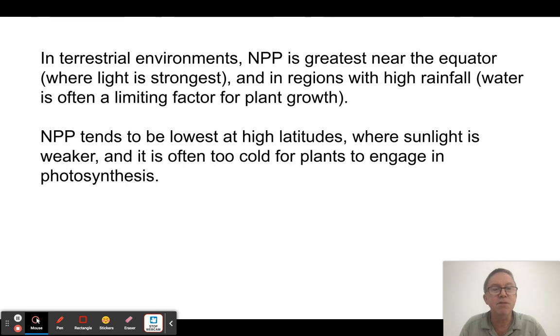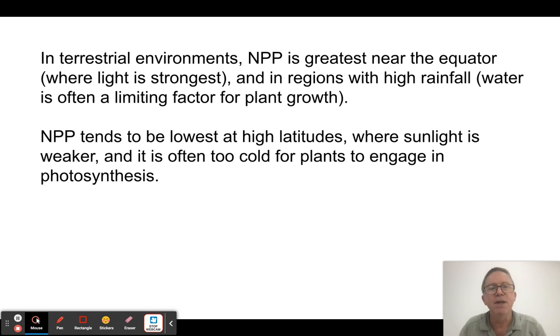Now, this makes sense if you think that, remember from the last lesson, sunlight is more direct near the equator, so there's more light hitting the leaves, so light is less of a limiting factor to photosynthesis at the equator. Also, at the equator, we often have a lot of precipitation for reasons we'll learn later in the year. And so water is less of a limiting factor typically at the equator than it is in other regions of the planet. So those two main limiting factors are not limiting factors. So we find there's a lot of NPP in equatorial areas, especially rainforests.